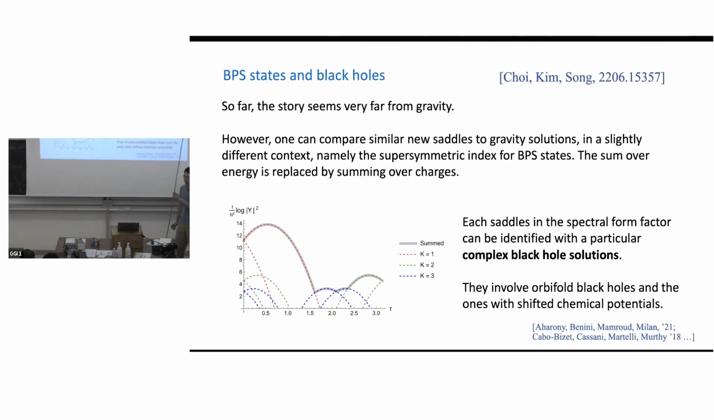So far, the story seems to be very far from gravity, but I should emphasize that even at this level, one can already relate this story to gravity. One can compare similar new saddle points to gravity solutions in a slightly different context, namely the supersymmetric index for BPS states. This was discussed in a recent nice paper. In the context of BPS states, you are not considering the energies anymore, but you could consider a spectral form factor for the charges of the BPS states. The idea is that the usual supersymmetric black hole will also give you an answer that decays forever. Here, the decay doesn't start at tau equals 0, which is because of some technical reason.